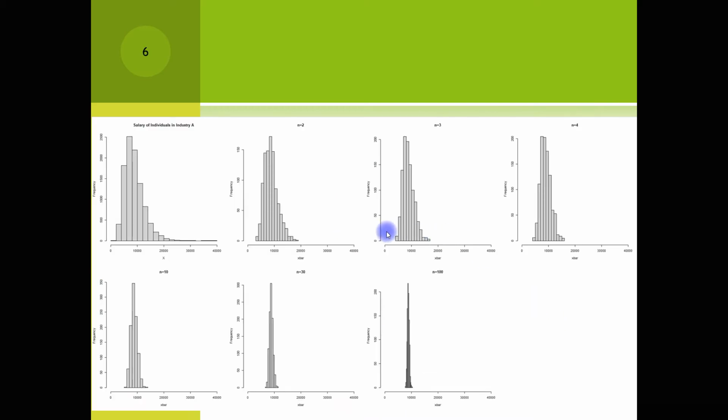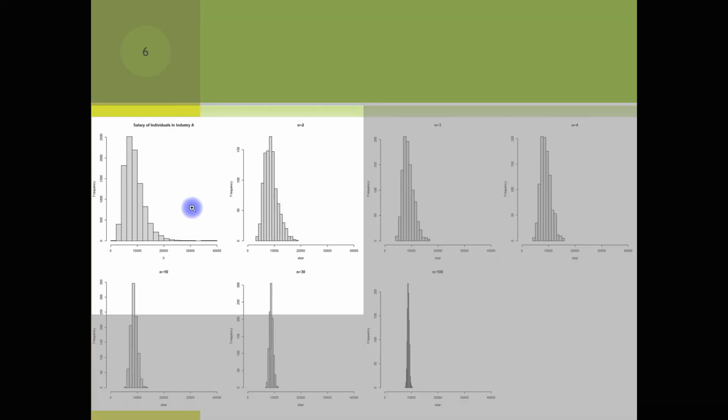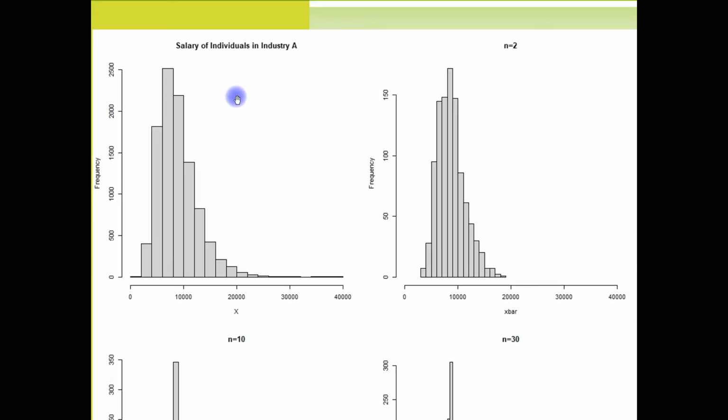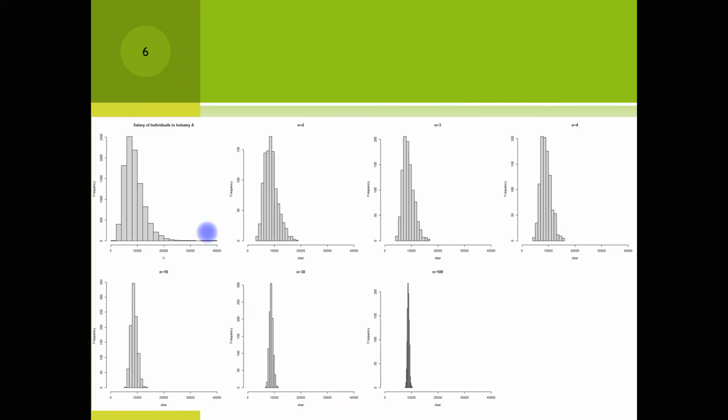So here we go. I've pasted it in the PowerPoint, where now you can see a little bit better what's going on. We are going to zoom through these different sections to have an idea of what is going on. Let's take this one for example. This one, the top left panel, is the salary of individuals in the industry. It is X. It is not X bar.